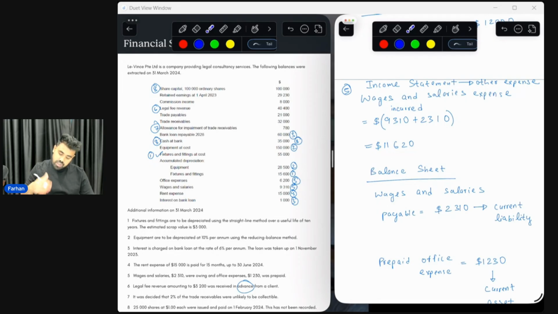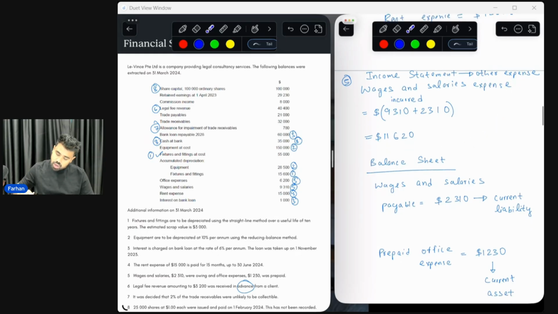So logically, the amount of $9,310 that is included here in the list is the amount which we have already paid, but we also have an excess amount of $2,310, which adds up to the already given amount for expense we have, and the final amount for wages and salaries expense is therefore $11,620 included in our other expense.